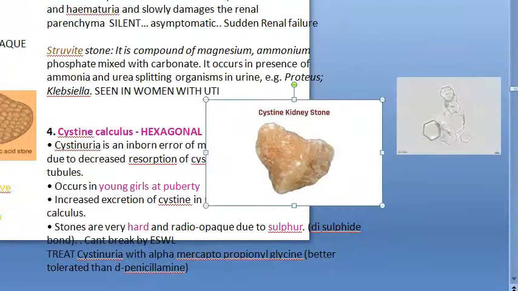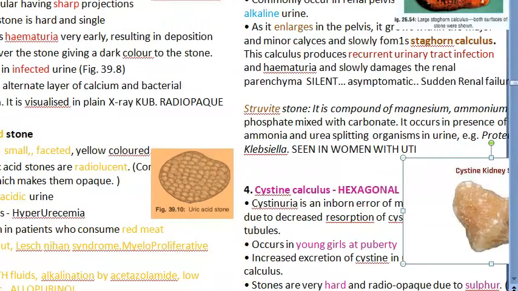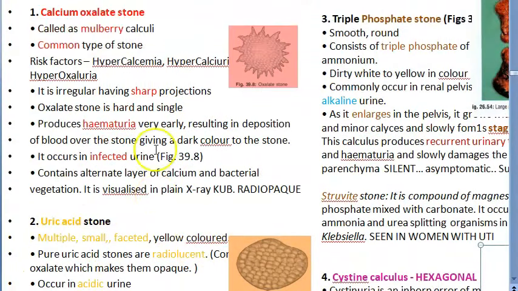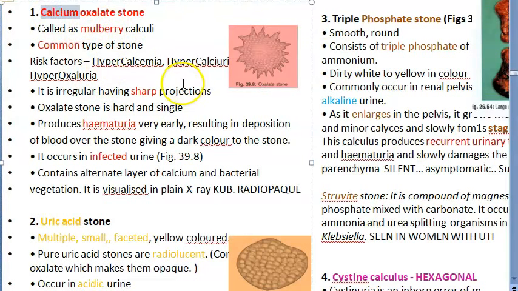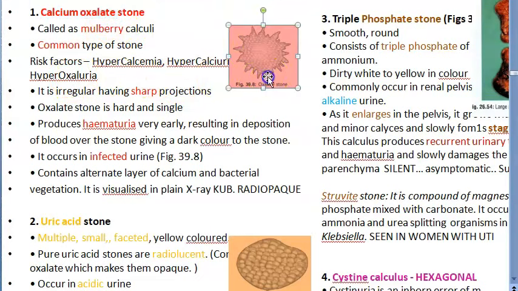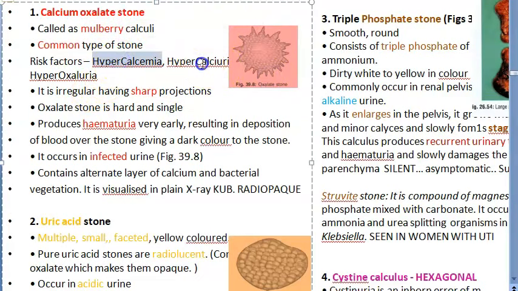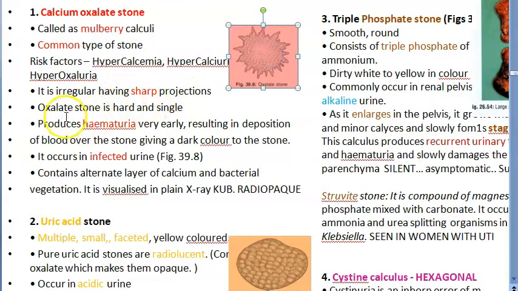Let's zoom into the first one here. That is calcium oxalate stones. Look at this. This will lead to hematuria. It has sharp edges, right? Sharp projections. It is also called mulberry calculi. It is a very common type of stone. That is why it's first. Who will have more calcium? Those people will have this type of stone. Who has more oxalate? They will have this type of stone, right? So hypercalcemia, hypercalciuria, hyperoxaluria, these people will have this type of stone. This is hard and single with projections.